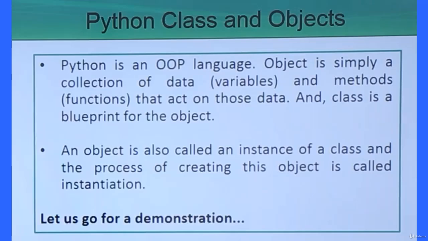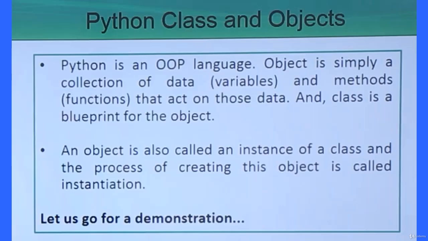An object is also called an instance of a class, and the process of creating this object is called instantiation. Whenever one object is defined, some memory space will be occupied to hold the object's attribute values and to hold the method codes. So whenever instantiation takes place, some memory space gets allocated against the object.